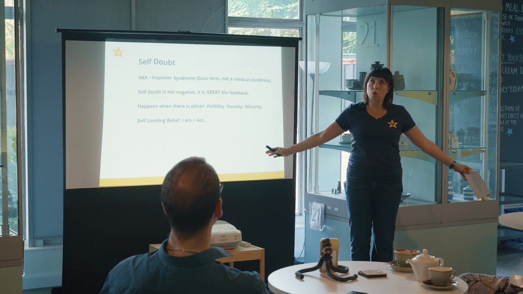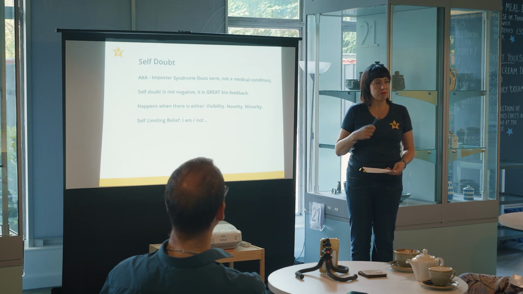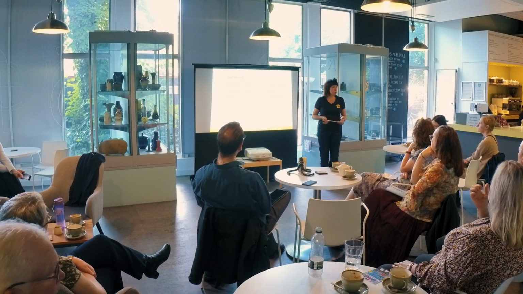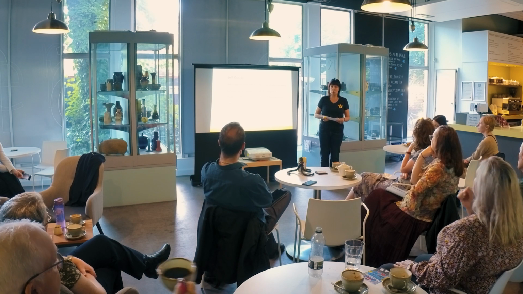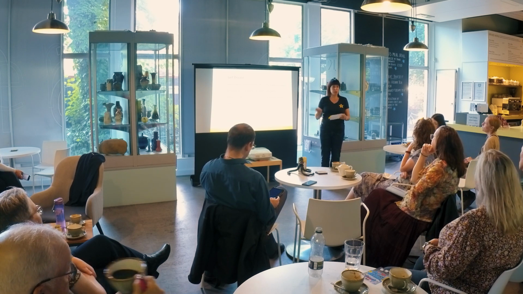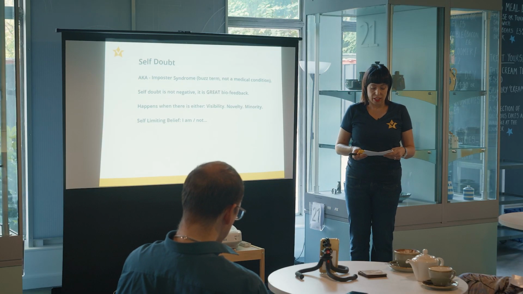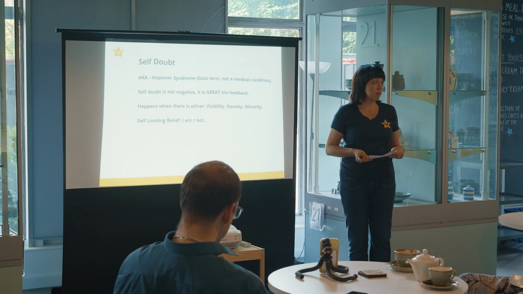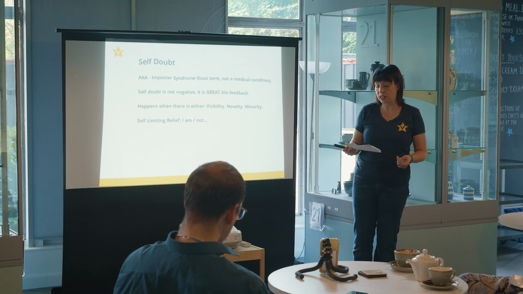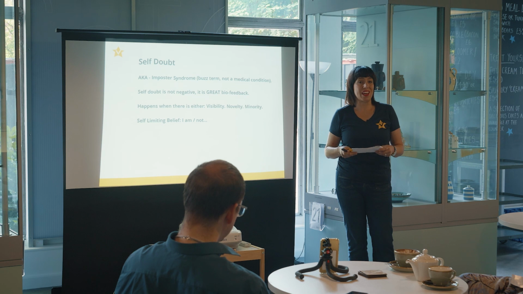Self-doubt comes up when there are three types of change. So there's either visibility. Visibility might be you're having more meetings, you're starting to talk a bit more about a new project or a new service you're offering. Somebody's asked you to exhibit some work in a gallery and you're suddenly more visible. Or there's novelty. So it could be the first time you've done something, you're doing something new. You might be the only person who knows how to do that, which leads to minority. You might be a minority, and that could be anything.